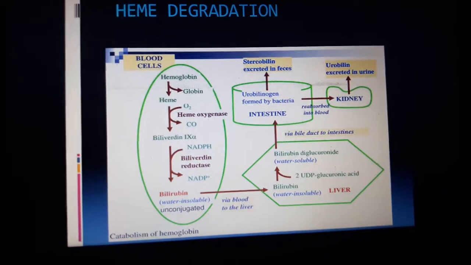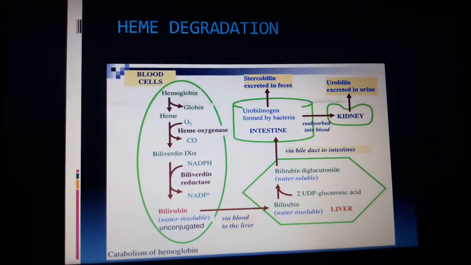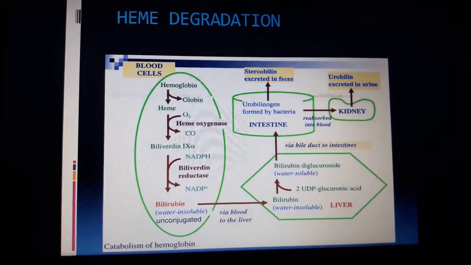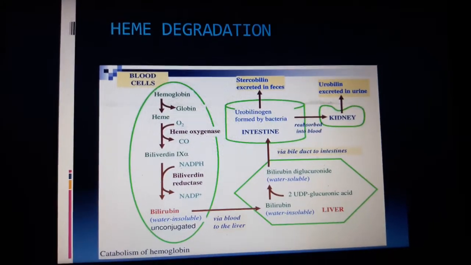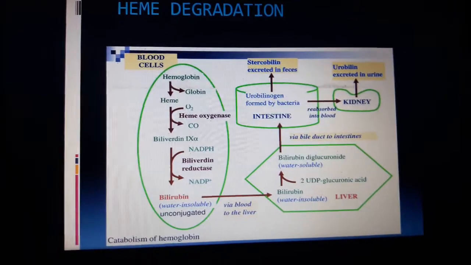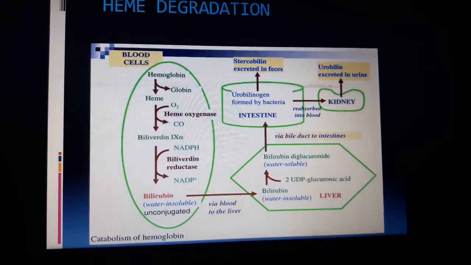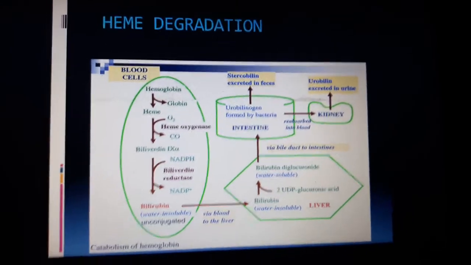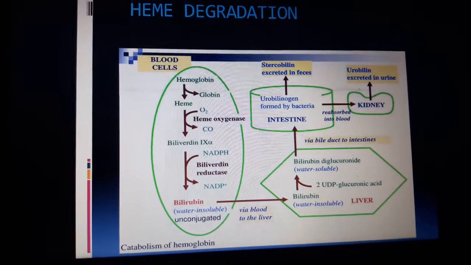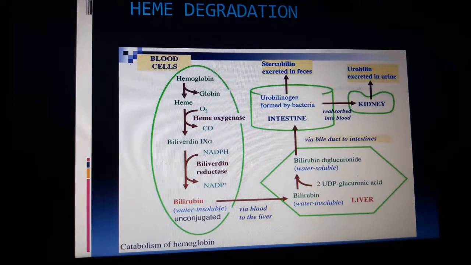This is the diagram of heme degradation. Here, hemoglobin is degraded into globin and heme, that is, the protein part and the non-protein part. Here, the non-protein part is heme. Then heme is degraded into biliverdin by the action of heme oxygenase. Then biliverdin is converted to bilirubin. This is catalyzed by the enzyme biliverdin reductase.